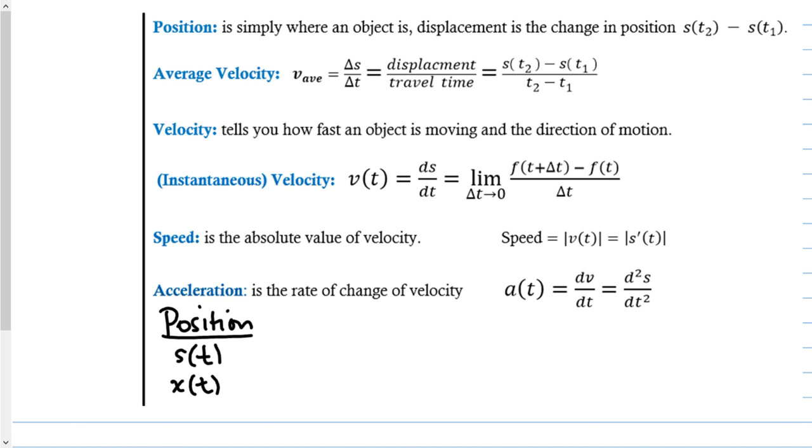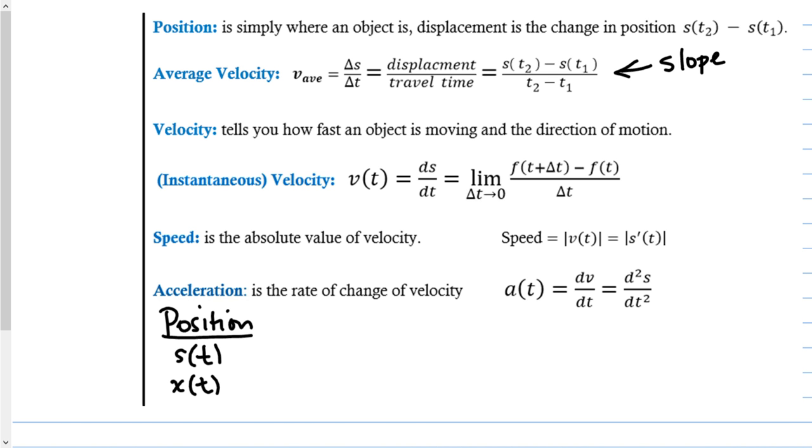Okay, average velocity is basically displacement divided by travel time. So average velocity is basically looking for a rate, right? A distance divided by time. It's the way we would find slope in Algebra 1, or known as in this class, the slope of the secant line.